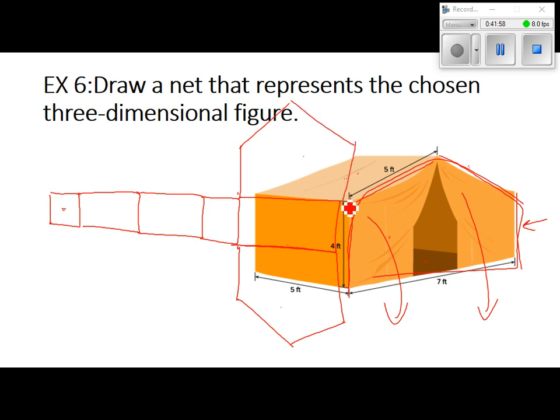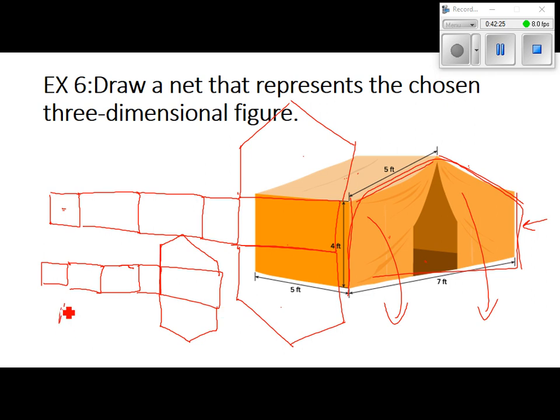Mine doesn't look too great, but if I was to draw it a little smaller, maybe we can see it a little better. It would look something about like that. That's our net.